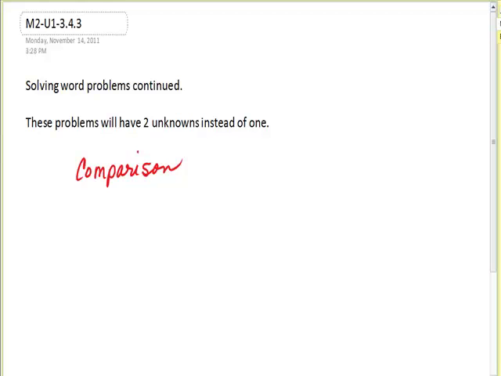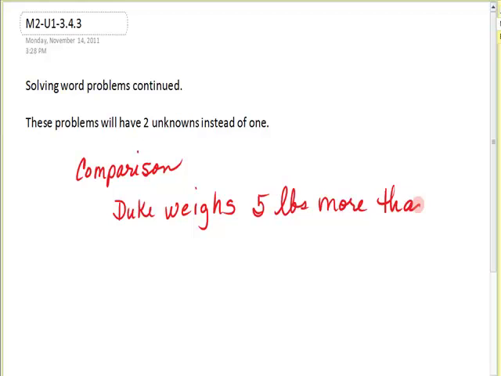Let me give them names. Duke weighs 5 pounds more than Bear. If I did that, there are two unknown quantities in that. Now, I would have to give you some more information, ask you a question, but all I want to focus on for just a minute is the comparison.